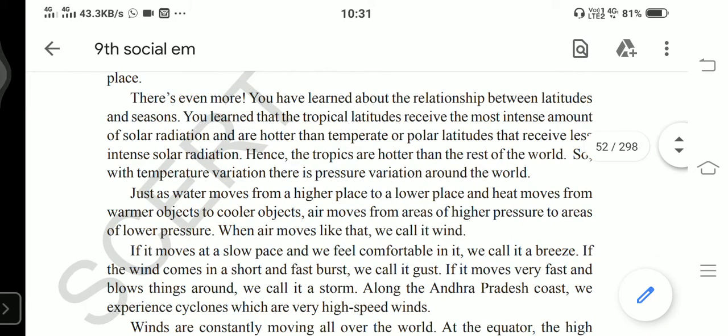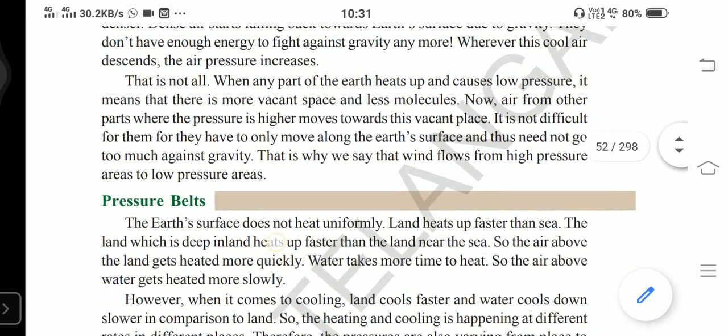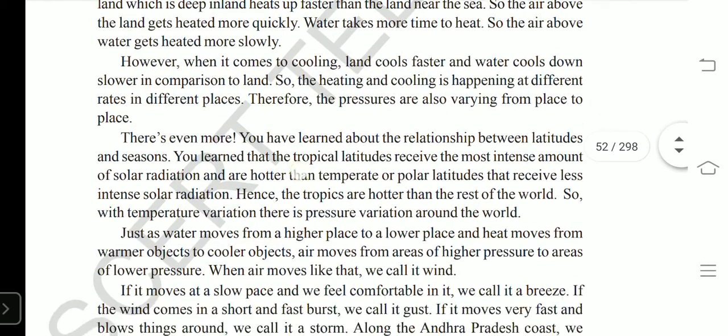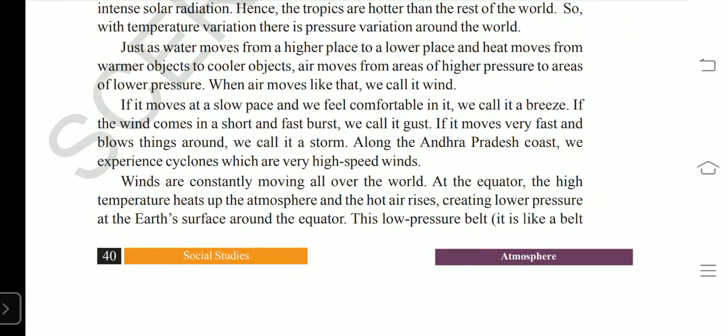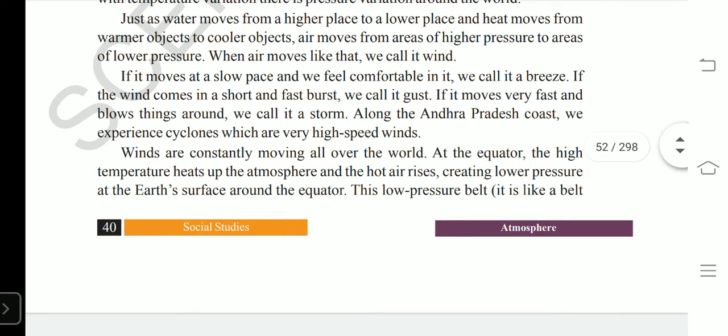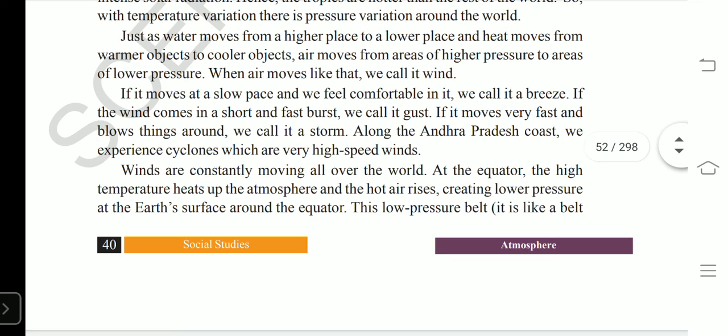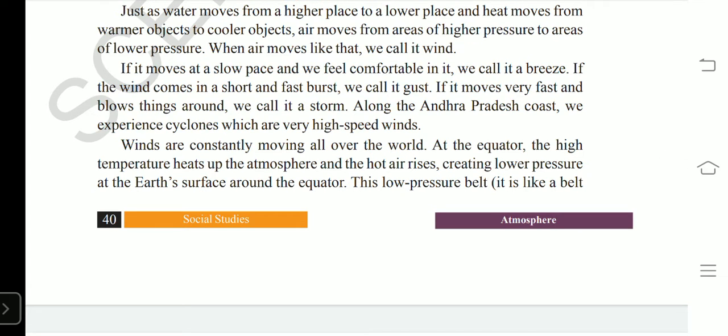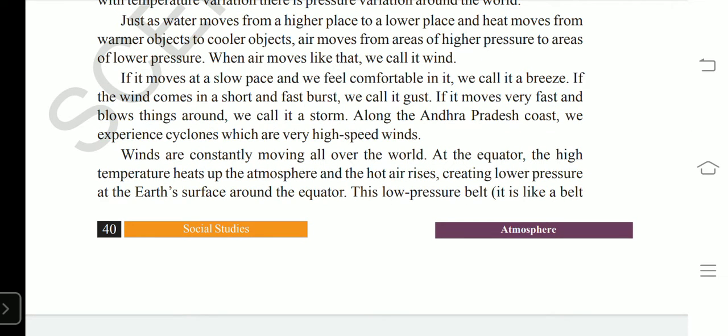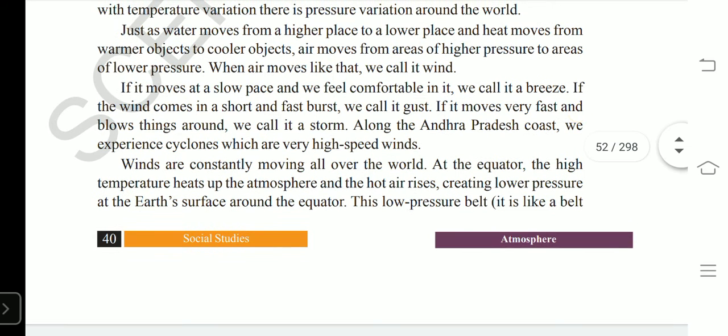We know that Earth's surface is not heated uniformly, right? It means that the air at the land part and water part is not heated in the same manner. This is the point we discussed in the lower class. The land, which is far from the sea, heats much faster than the land which is near to the sea. So air above the land heats more quickly than the air above the water body.